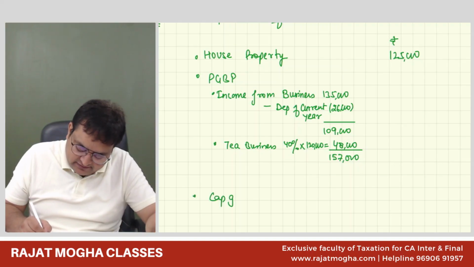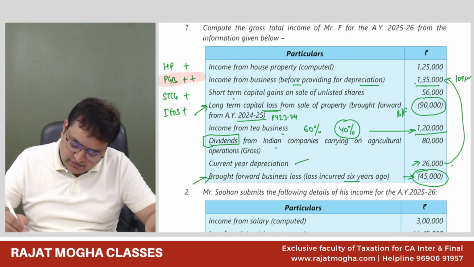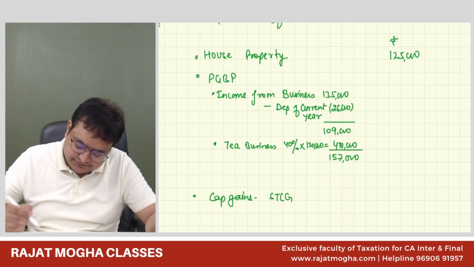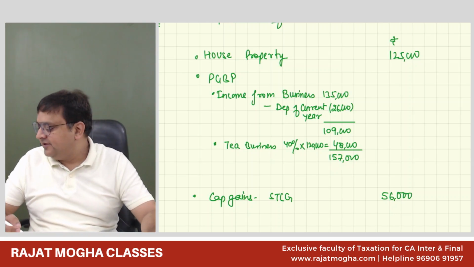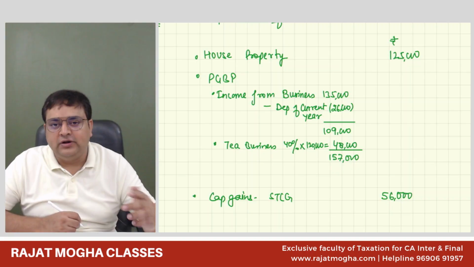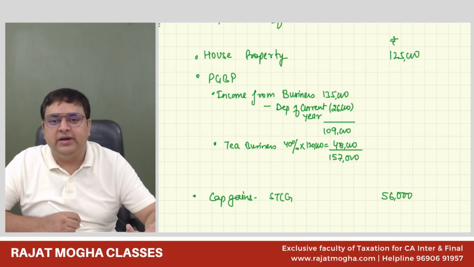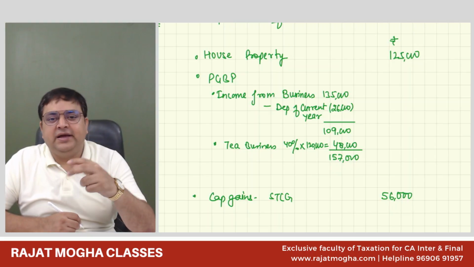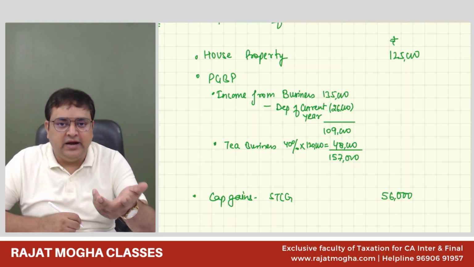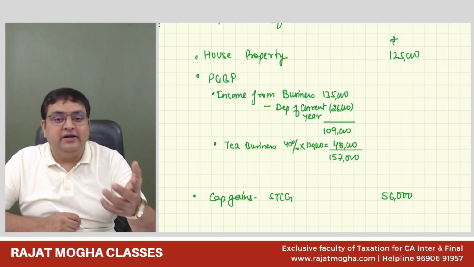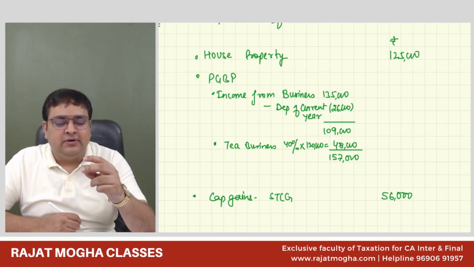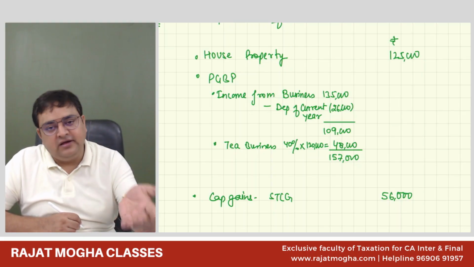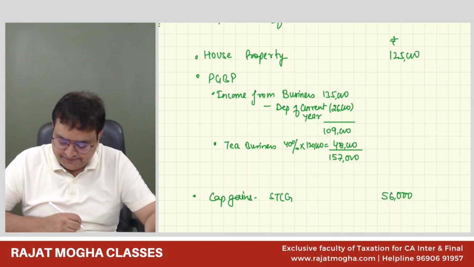Then we have capital gains, which is short-term capital gain of 56,000. I will keep it in my outer column because now I know that I cannot set off my long-term capital loss from here. Long-term capital loss can be set off from long-term capital gain only. I always tell you that short-term capital gain is the younger brother, long-term is the elder brother. So long-term capital gain, the elder brother, will not take help from the younger. Correct? An elder brother has ego. He will not take help from the younger. The younger can take help from the elder one.